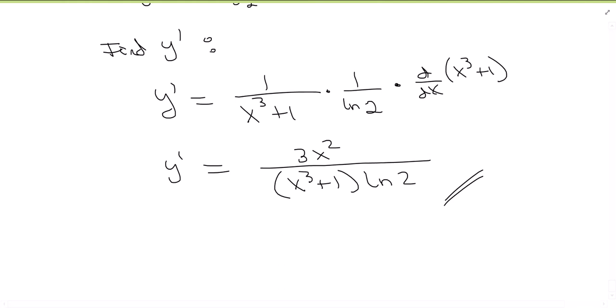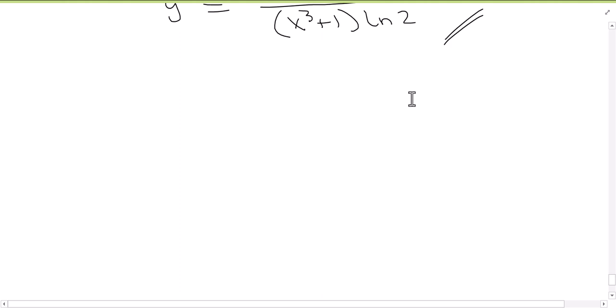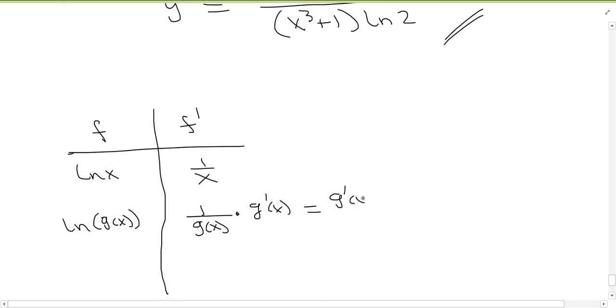So let me rewrite all the stuff. Let me do as I've done before with other functions. So if I have the natural log of x, the derivative is just 1 over x. If I have natural log of a function, natural log of stuff, that's a g, it will be 1 over the stuff times the derivative of the stuff, and you might see it in your book as g prime of x over g of x.